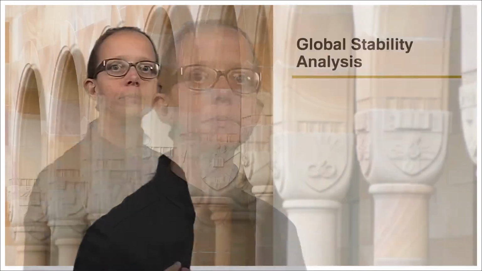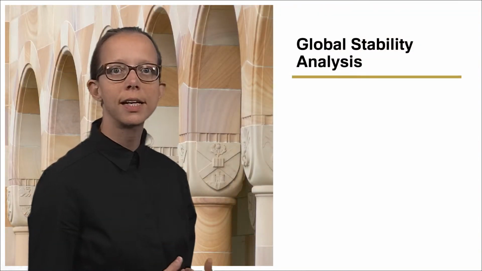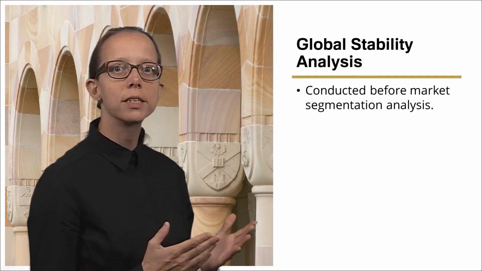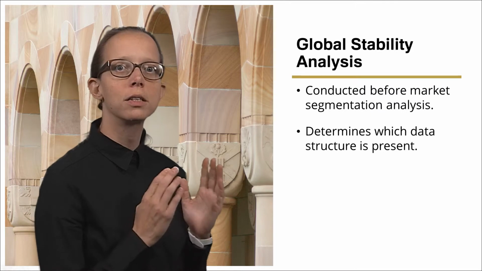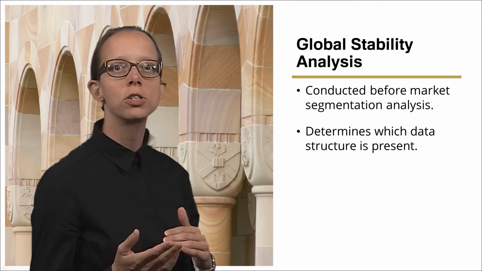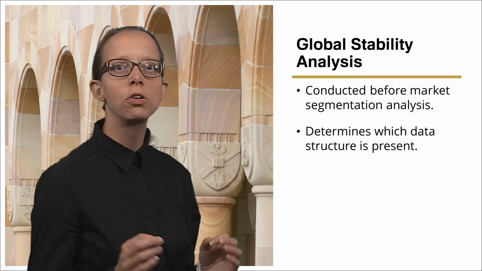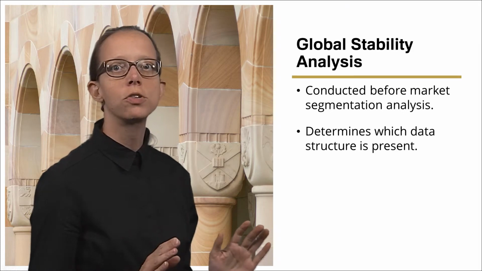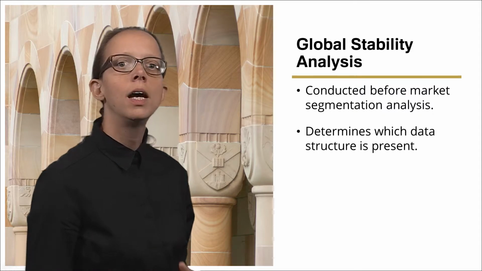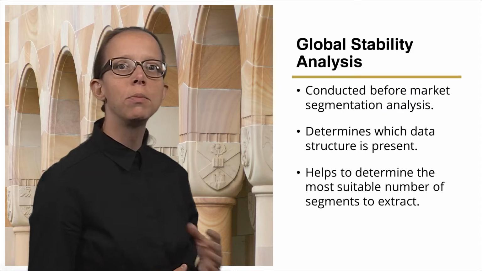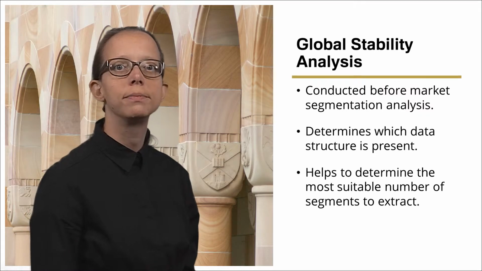If we have a new data set and we want to conduct market segmentation analysis, we need to know in which of the three cases we are operating. Global stability analysis can help us with that. We conduct it before we extract segments. It helps us to determine if we can conduct natural or reproducible segmentation, or if we find ourselves in the difficult position of having totally unstructured data, forcing us to creating artificial segments. It also helps us to decide how many market segments we should extract from the data.